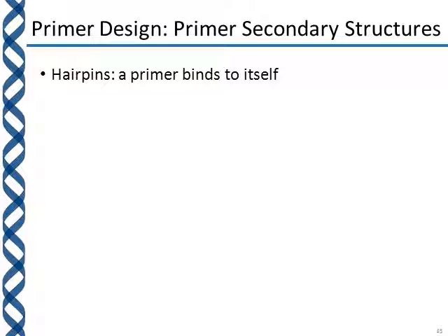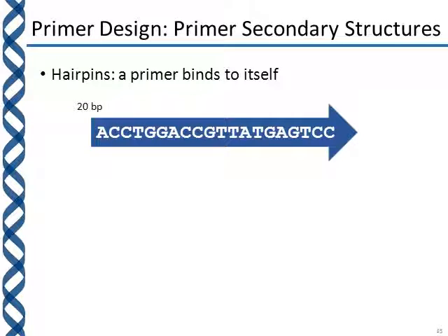A hairpin is quite simply where a primer binds to itself. So say for example we have this 20 base pair primer, and we're hoping that it will anneal somewhere that we want it to in our template DNA. That might happen. However, the problem with this particular primer is that there is some complementarity within the primer itself. So if we take a look at these regions right here, reading from 5' to 3', G, G, A, C, and then some sequence in between, and then G, T, C, C. If you read it strictly 5' to 3', there doesn't seem to be too much of an issue.